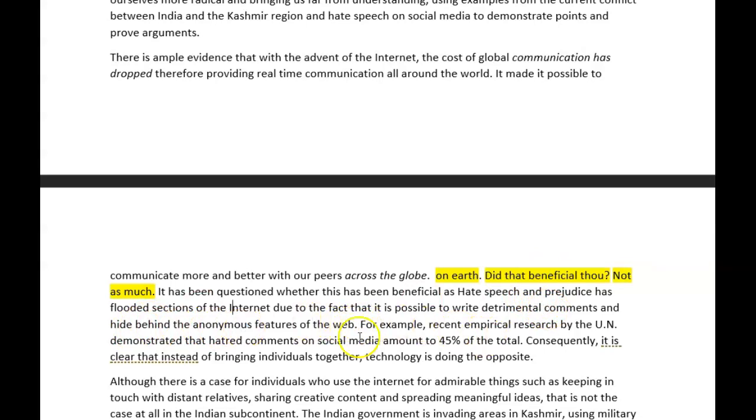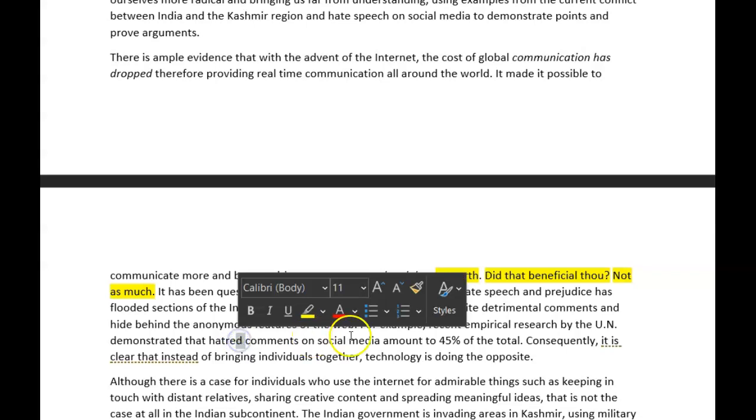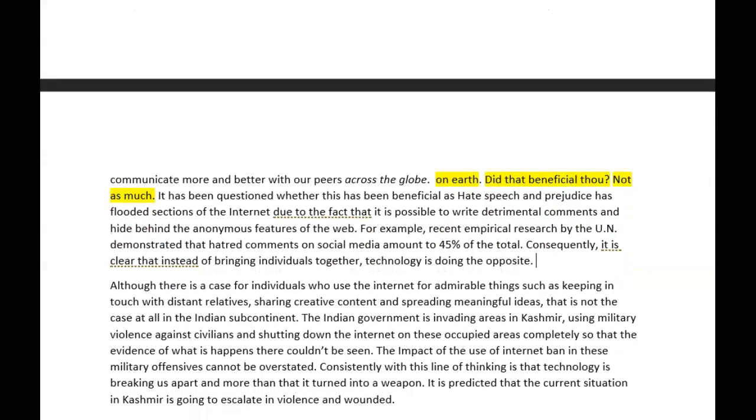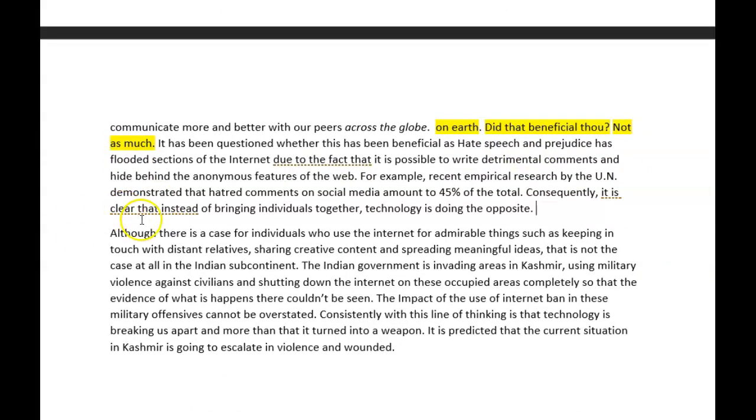Excellent. For example, research by the UN demonstrated that we call it hate comments. Oh, don't worry, this is fine. On social media, amount to 45% of the total. Wow, really? Consequently, it's clear that instead of bringing it to, excellent, very, very interesting paragraph. You've written that very well. Good. Although there's a case for individuals who use the internet at doing admirable things such as keeping in touch with distant relatives. Yeah, good. Well done.